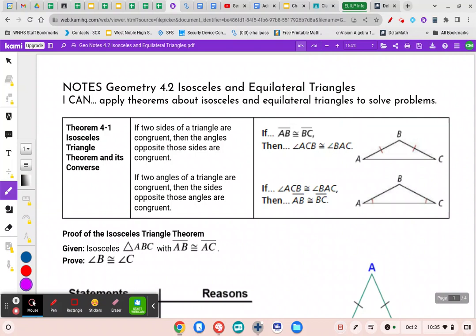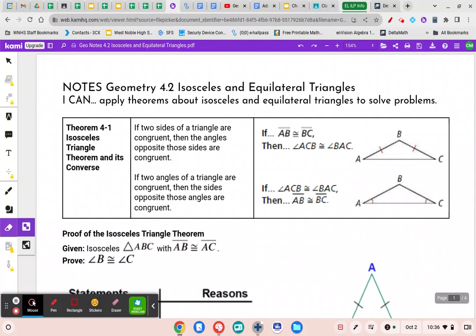The theorem states, if two sides of a triangle are congruent, then the angles opposite those sides are congruent. Okay? The converse, which we call it, is flipping the two statements, the hypothesis and conclusion. It states, if two angles of a triangle are congruent, then the sides opposite those angles are congruent.